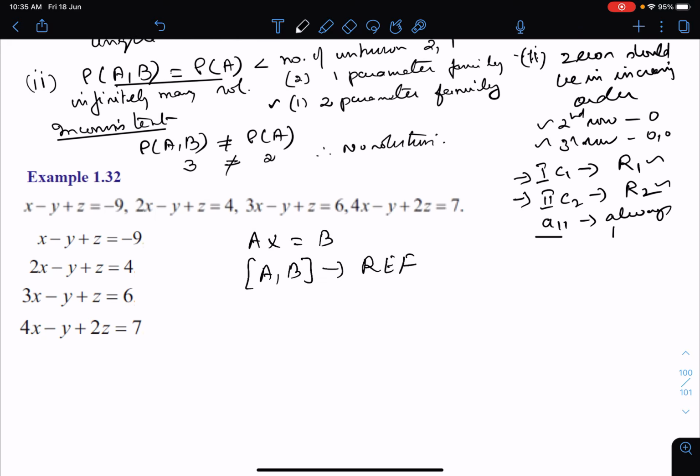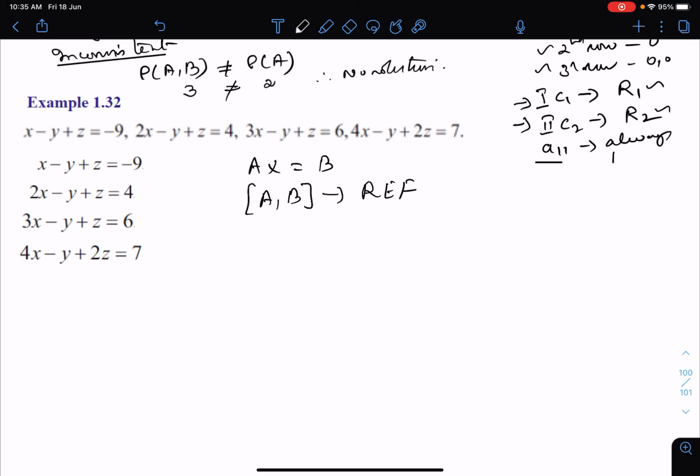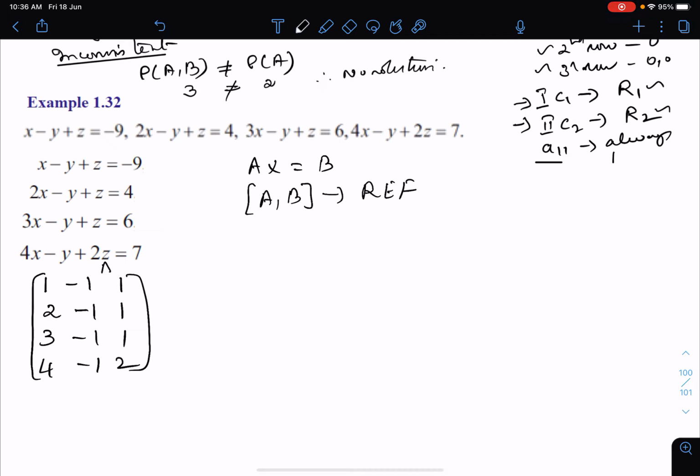Now we shall go into our problem. We'll write our Ax equal to B. Before that, check that all the equations have their constants on the right hand side. So you can proceed to Ax equal to B. What is our A? 1, minus 1, 1; 2, minus 1, 1; 3, minus 1, 1; and 4, minus 1, 2. Here they have given us 4 equations, and this is going to be about 3 unknowns. This is our A.